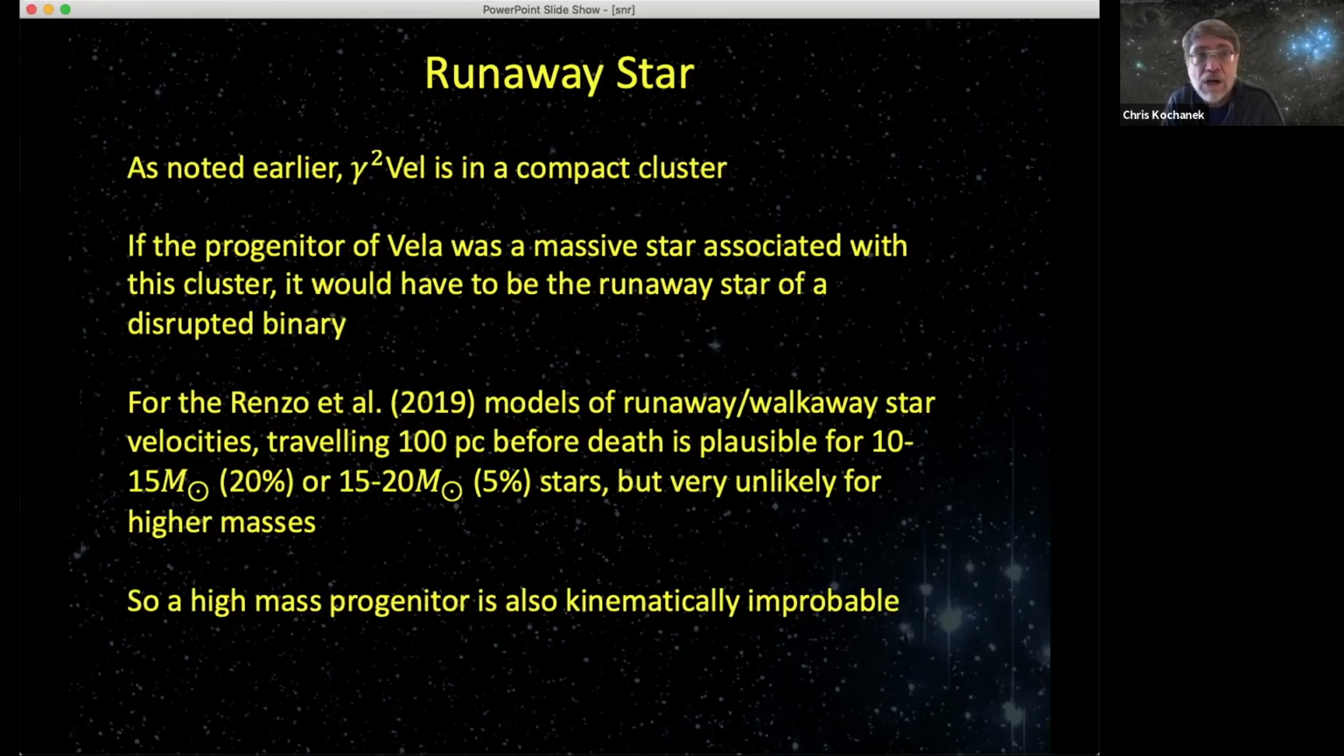So a high mass progenitor is disfavored, both because there aren't very many high mass stars, but it's also disfavored because if I did it, I would have to associate with the Gamma2 cluster. And if I did that, it can't be a high mass star and get to where Vela is now. And so it gives you a second argument, that it's just kinematically improbable to do that.